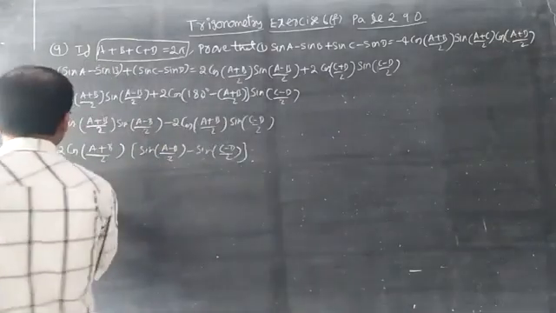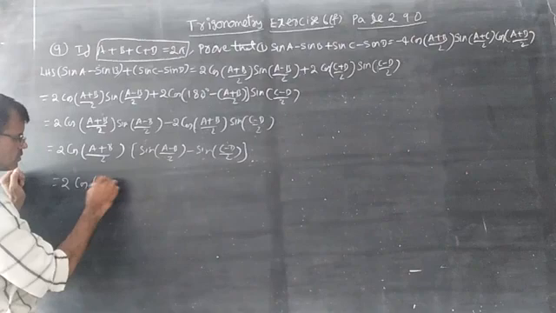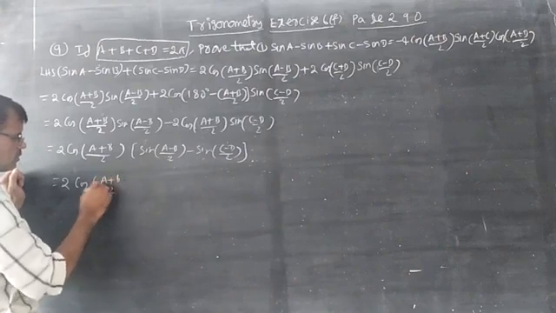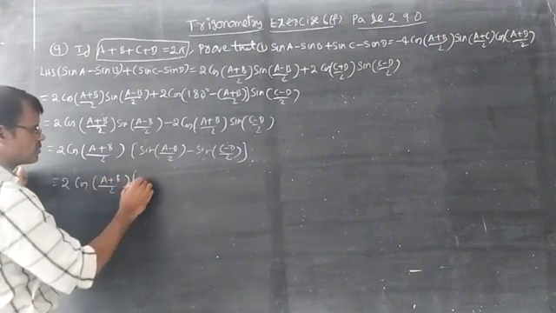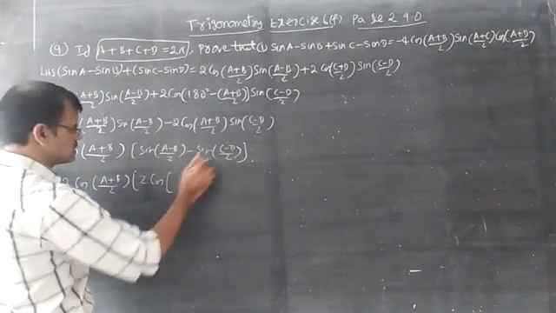That is equal to, simply leave it, 2 cos of A plus D by 2. Right, like this 2 cos of A plus B by 2 into, and this is of the form 2 cos of, this is c, this is b.